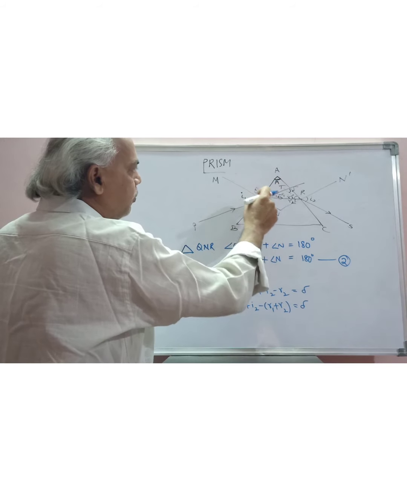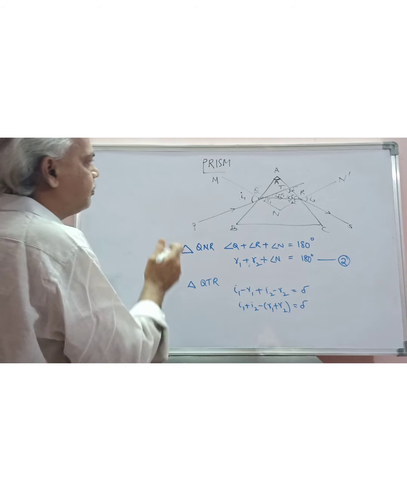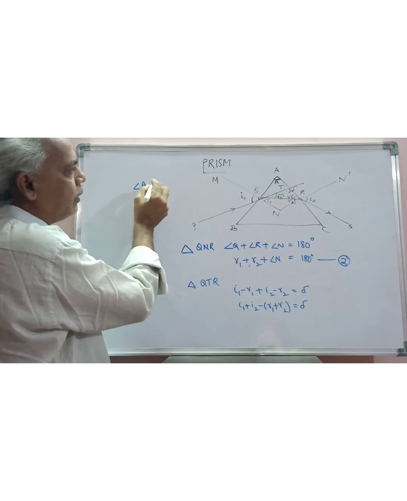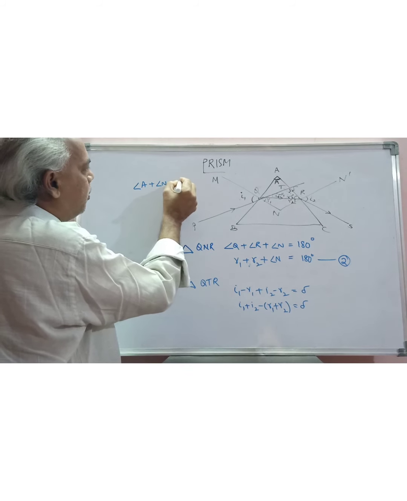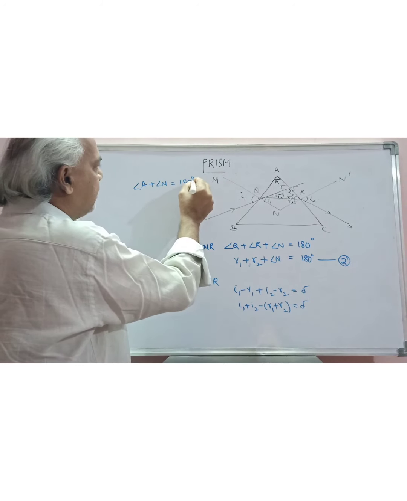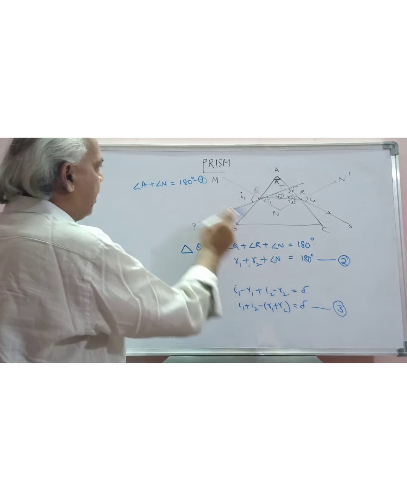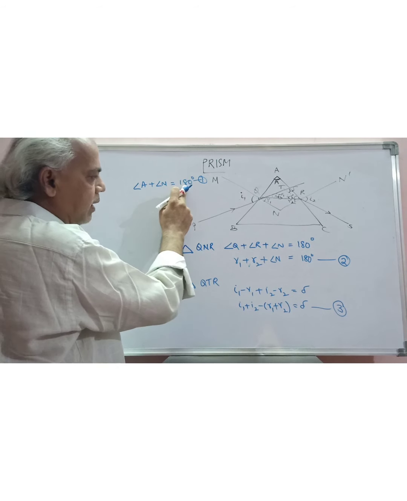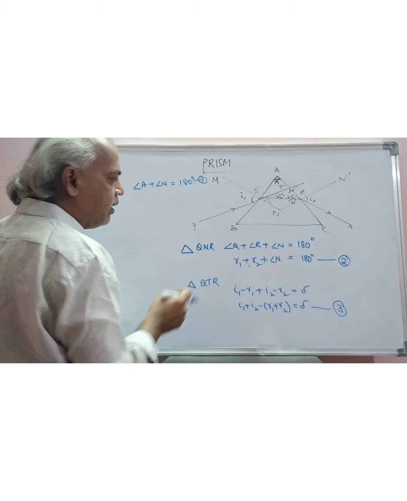AQNR is a quadrilateral. From that, angle A plus angle N is equal to 180 degrees. Suppose it is say 1 and it is say 3. From one and two, angle A plus angle N is equal to 180 degrees, and R1 plus R2 plus angle N is equal to 180 degrees.